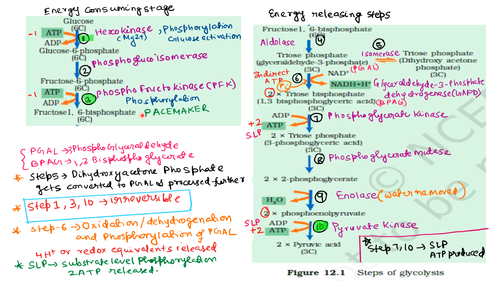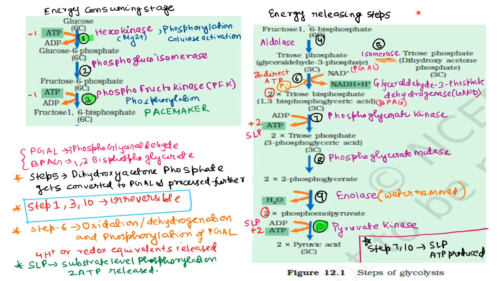Okay, now this step is very important and is called the pacemaker step of glycolysis, and the enzyme responsible for it is phosphofructokinase, or PFK. So step number 1 and step number 3 are very important steps, and they are the irreversible steps of glycolysis.